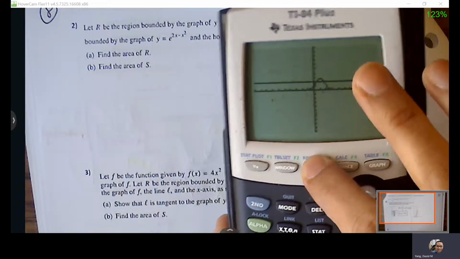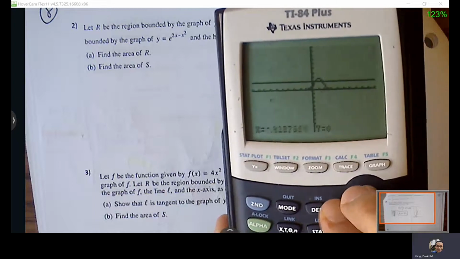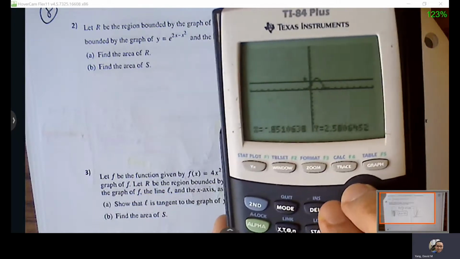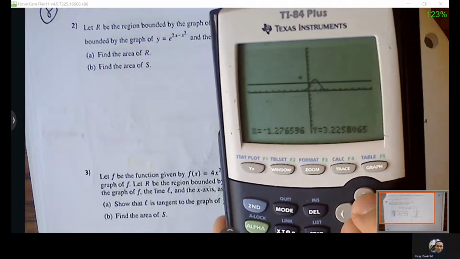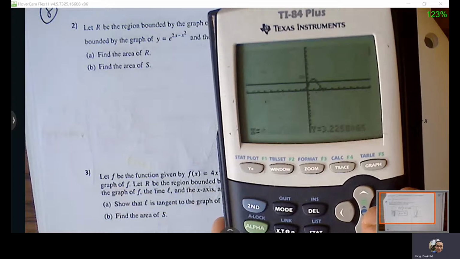I like to do zoom box. Draw a box around my region that I care to look a little closer with.